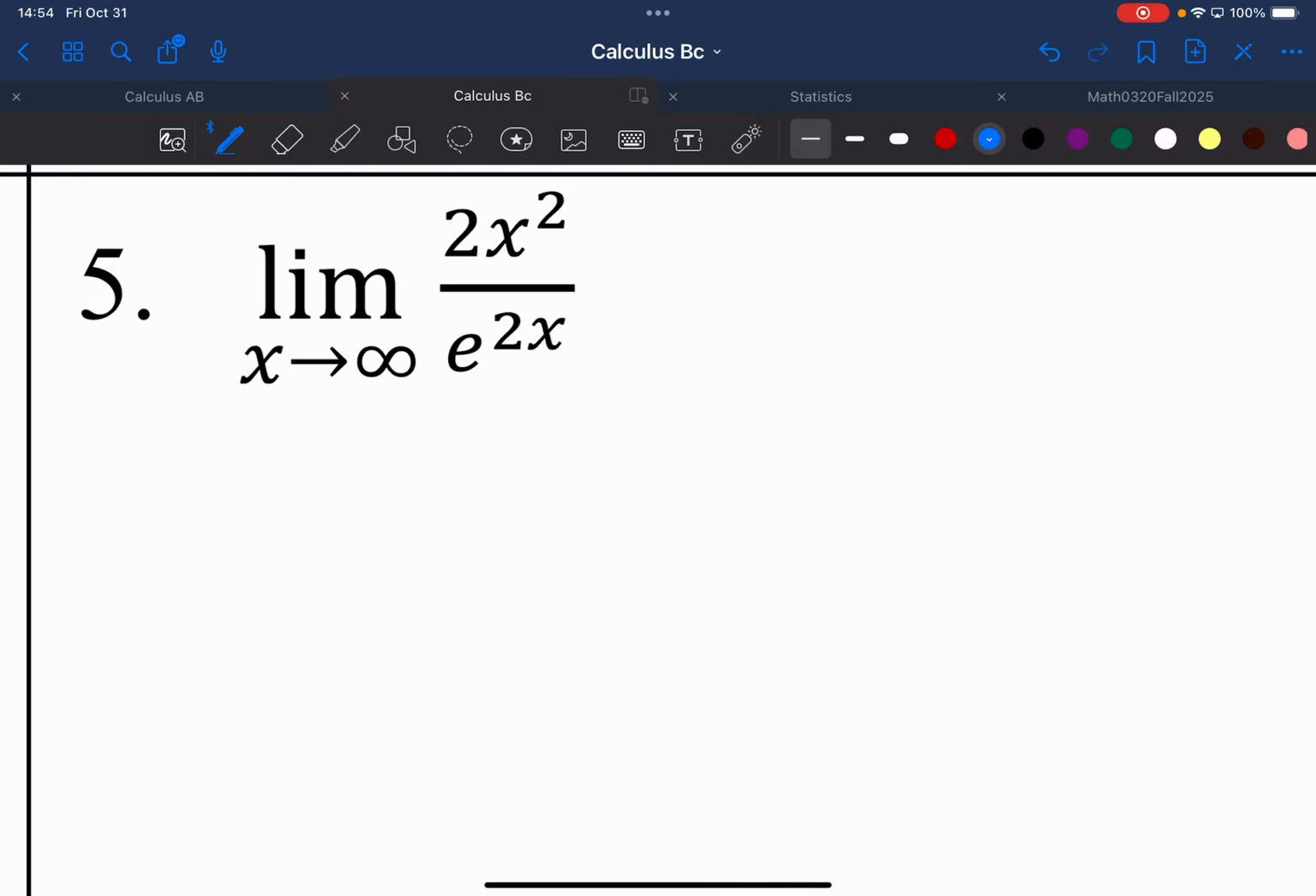Okay, now number 5, notice that this is as x approaches infinity. So instead of checking 0 over 0, what do you think we're going to end up getting?